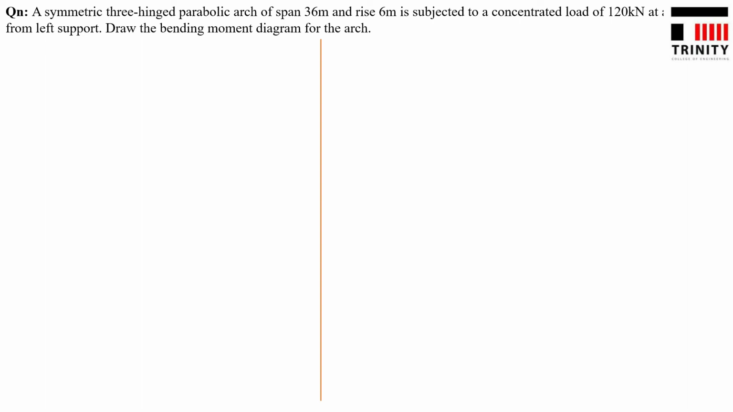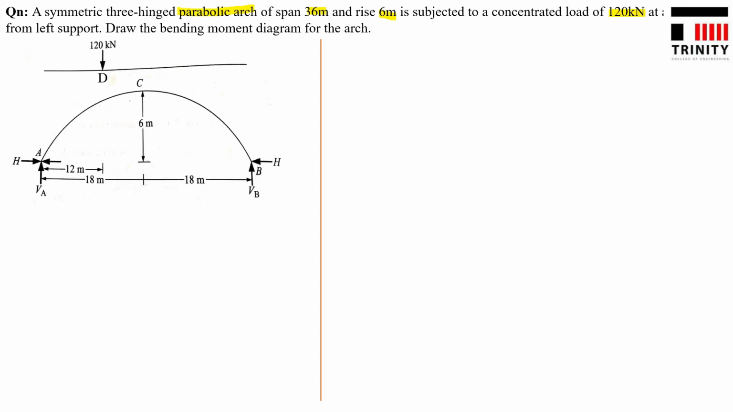So in this question, you were given a 3-hinge parabolic arch of span 36 meter and rise 6 meter. This arch is subjected to a concentrated load of 120 kilonewton at a point 12 meter from the left support. You were asked to draw the bending moment diagram for the arch. So first, you need to draw the figure by using the available data. So here is a 3-hinge parabolic arch with span 36 meter and rise 6 meter. It carries a point load of 120 kilonewton at a distance 12 meter from the left support.